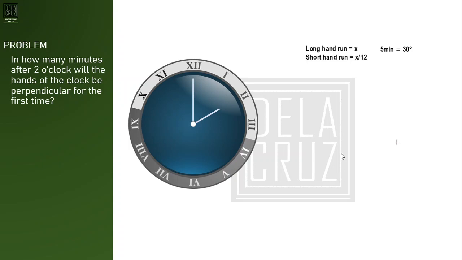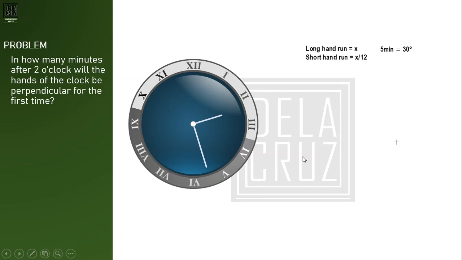Okay. Balik tayo. So we have there 2 o'clock. Ito yung ating direction of the long hand and the short hand. So after how many minutes daw na yung long hand and the short hand subtends 90 degrees? Ibig sabihin ng perpendicular, that means their hands will be 90 degrees with each other. Okay, so ito yung run natin. Ito yung mangyayari. So in this case, they subtend 90 degrees with each other.